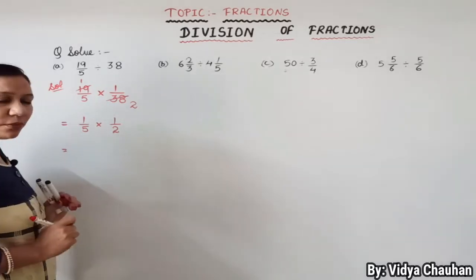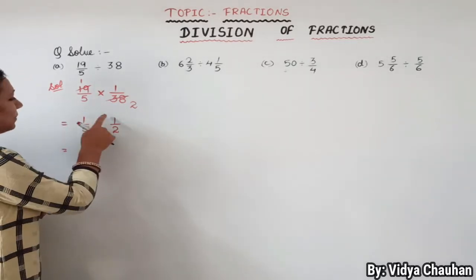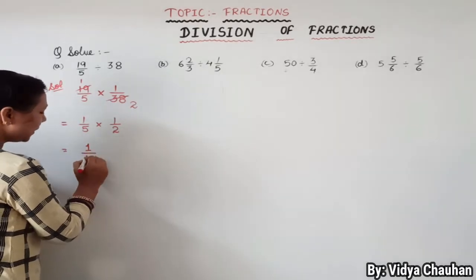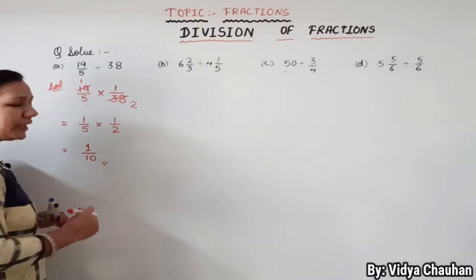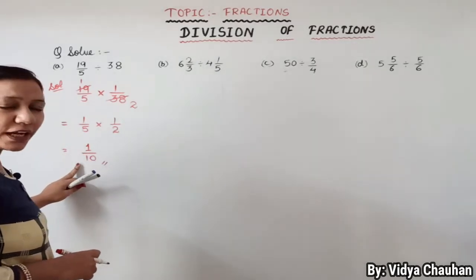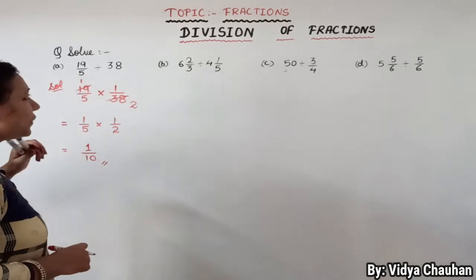Let's multiply the terms now, because nothing is reducible now. Multiplying 1 by 1, 1 into 1 is 1 and 5 into 2 is 10. So our final answer is 1 upon 10, which is a proper fraction. So this is our final answer. So this is the solution of the first part.